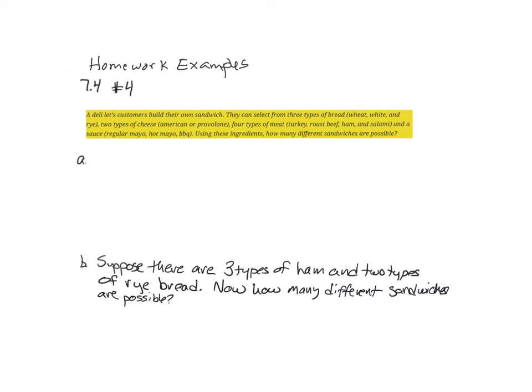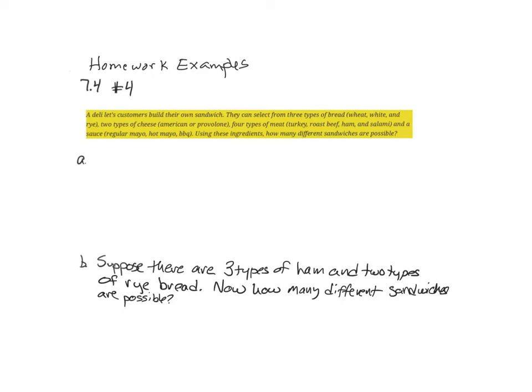Let's take a look at some homework examples from section 7.4. This first problem is similar to number 4. A deli lets customers build their own sandwich. They can select from 3 types of bread, 2 types of cheese, 4 types of meat, and a sauce. Using these ingredients, how many different sandwiches are possible?